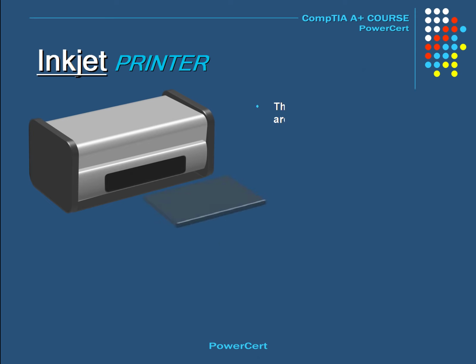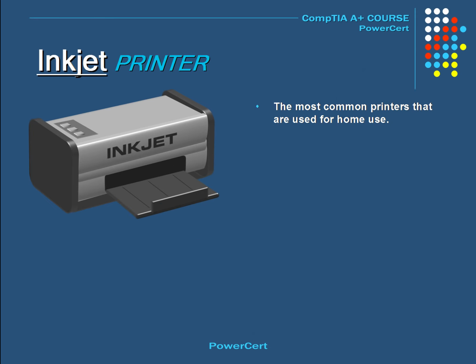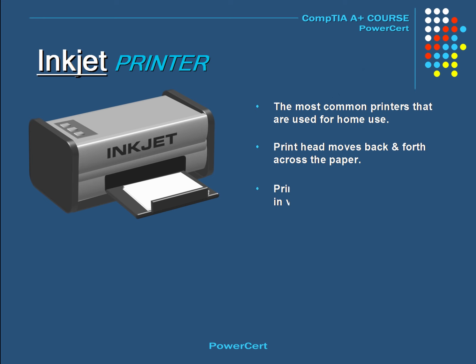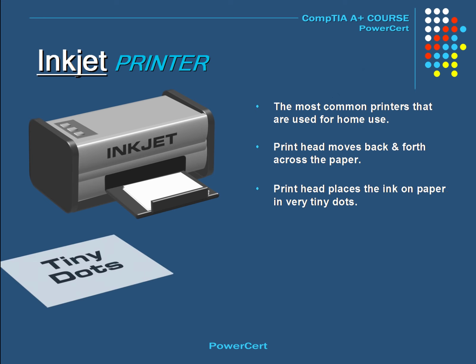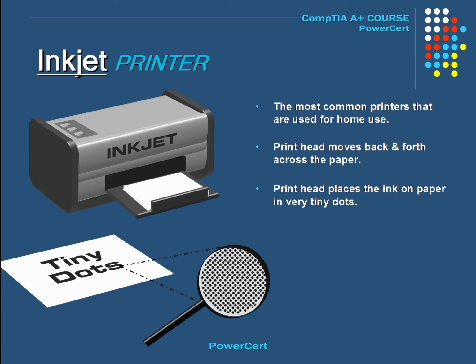Inkjet printers are the most common printers that are used for home use. An inkjet printer works by the printhead moving back and forth across the paper during printing. During this process, the printhead places ink on the paper in very tiny dots. In fact, these dots are so tiny that they are smaller in diameter than a human hair. And as these dots are precisely placed, they form an image on paper.